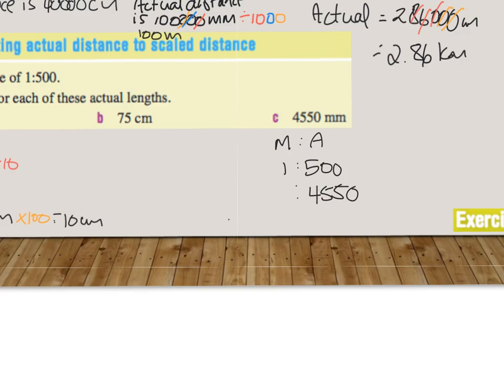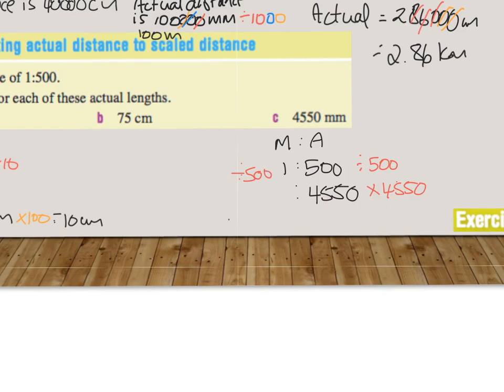What I'm going to do is always going to go to 1. That's why it's called the unitary method. So to take 500, I'm going to divide by 500 to go to 1, and then I'm going to multiply by 4550 to get to that. What I do on the one side, I also do on the other side.